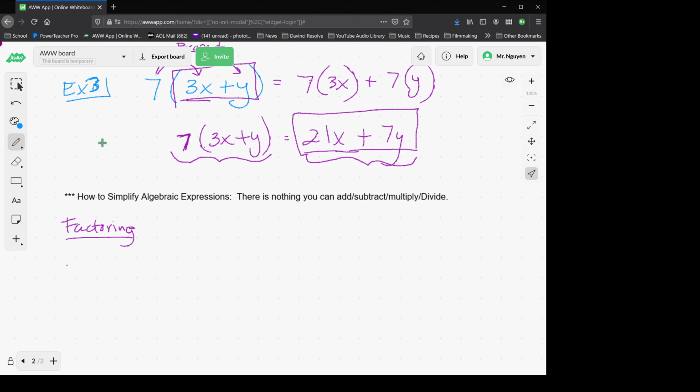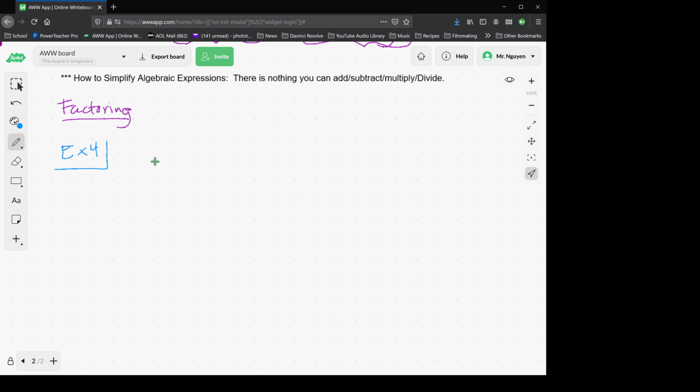Again, let's put this in blue. Example 4. So let's just say we have 27x plus 18y. Now, when I ask you to factor this, what I'm asking you is to factor out the GCF. So first you have to find out what the GCF is.